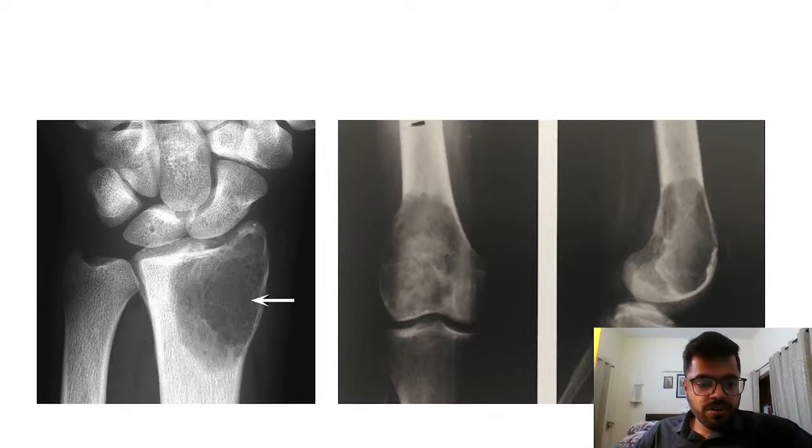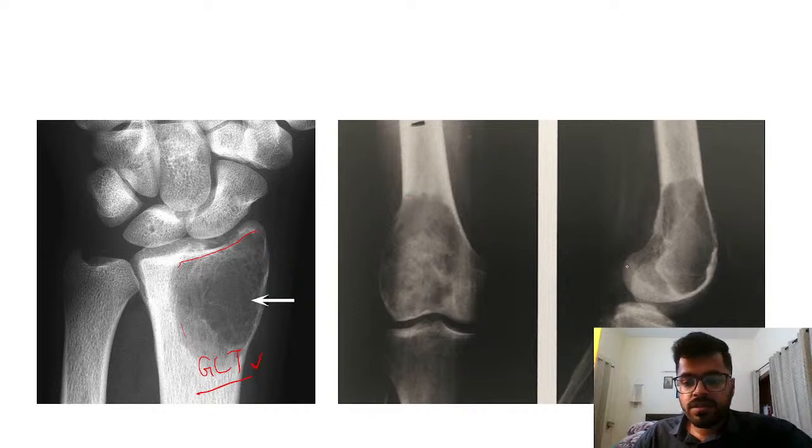So here is an image of a lytic lesion, eccentric, expansile. Expansile means it is thinning out the cortex. Eccentric, it's more towards the lateral side. Lytic, this is the osteolytic appearance. This is more radiolucent, and it is going very close to the joint, almost to the subchondral region, but it is not breaching the joint. So this is GCT of distal radius.